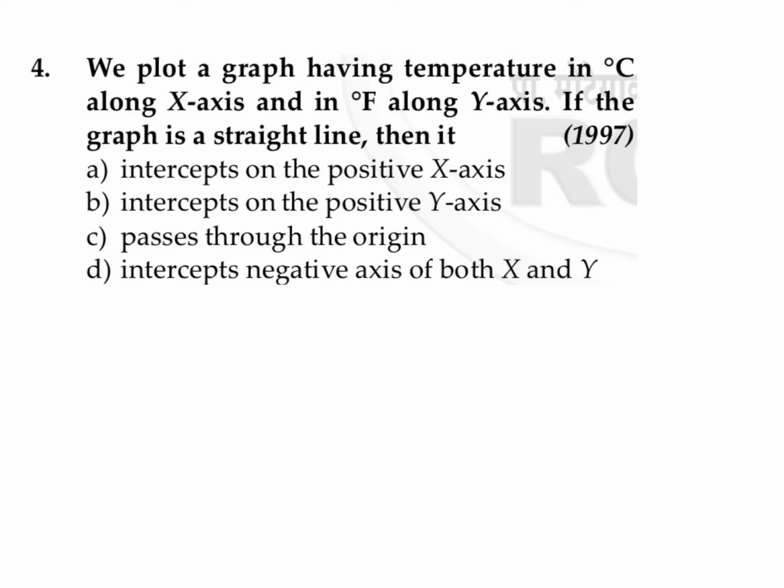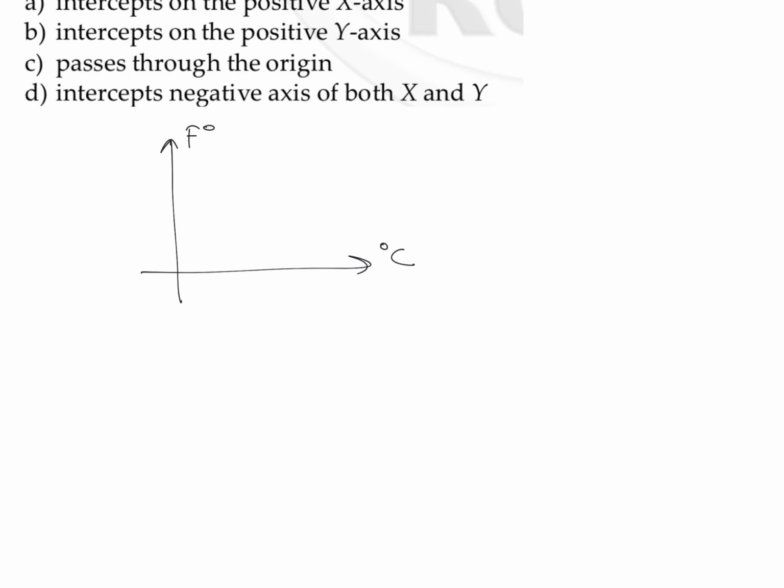In this question, it is given that we plot a graph having temperature in degrees Celsius along the x-axis and Fahrenheit along the y-axis. So we'd like to draw a graph showing the relation between Fahrenheit along the y-axis and temperature in degrees Celsius along the x-axis. We can just consider that as a graph between y and x. Then we can find out the relation between the degree Celsius and Fahrenheit scales.